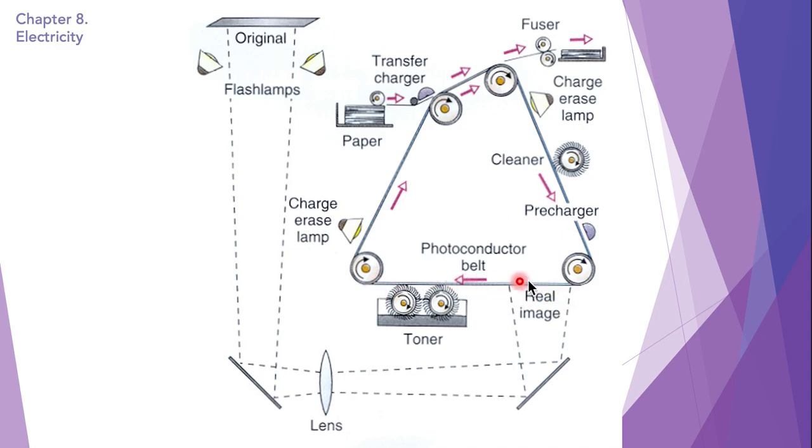Then we have this belt, the photoconductor belt. First the plate is cleaned and then it is charged positively. Then it is passed to the real image, and wherever the white areas are, the charge leaks away from that area. Then it is passed to the toner, the negatively charged toner, which sticks to the positive charge, and then it is passed to the fuser, which basically heats it so that the toner sticks to the paper.